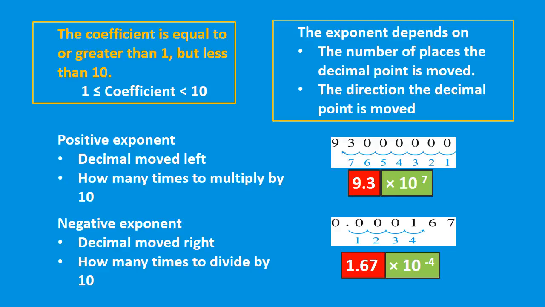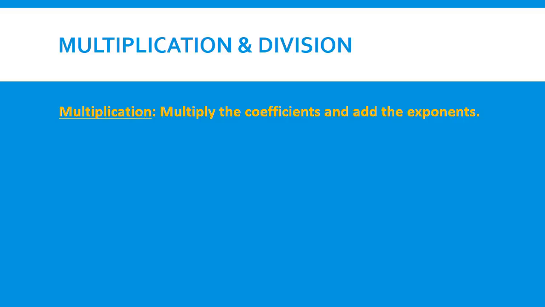So that gives us negative 4. So when we're multiplying and dividing numbers in scientific notation, we do it the same way as if you would do indices. That is, you multiply the coefficients and add the exponents.